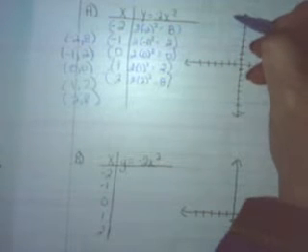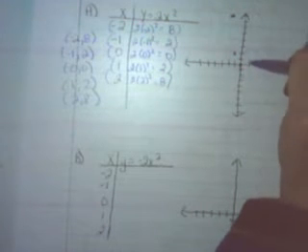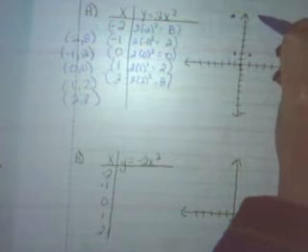If you need to, list them over to the side. I'll have negative 2, 8, negative 1, 2, 0, 0, 1, 2, 2, 8. From here, you're just going to plot them on your coordinate plane. So negative 2, 8, negative 1, 2, 0, 0, 1, 2, and 2, 8.